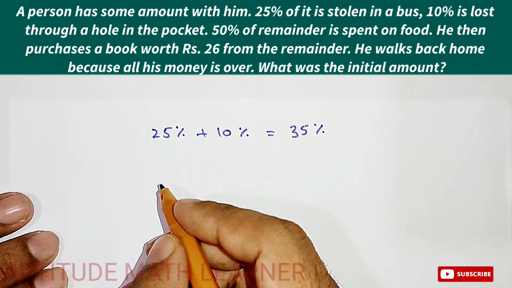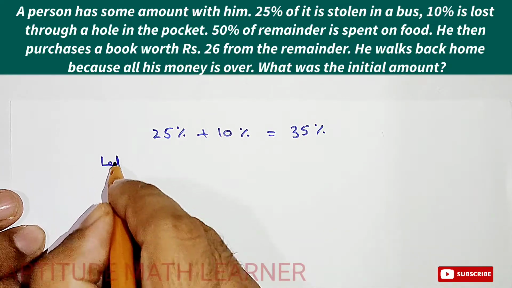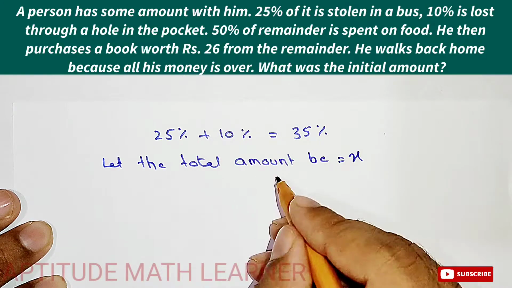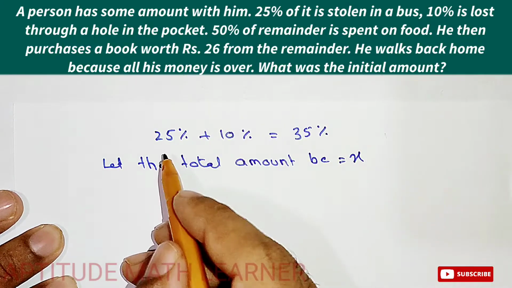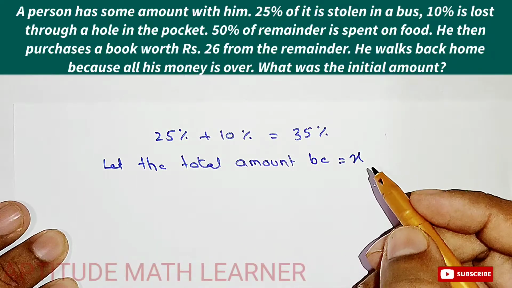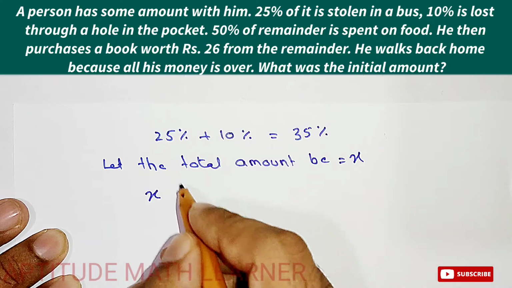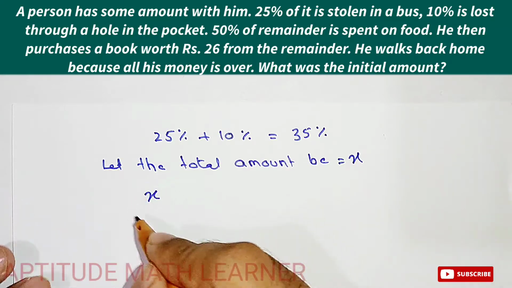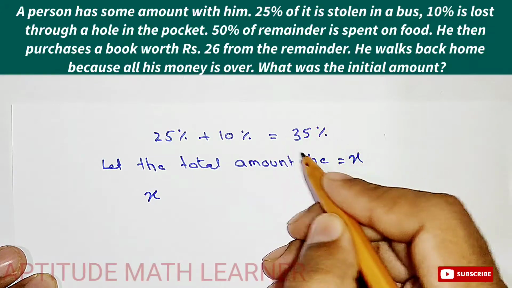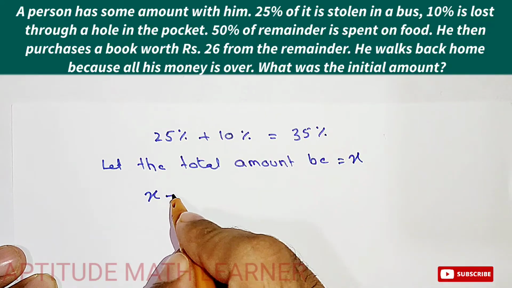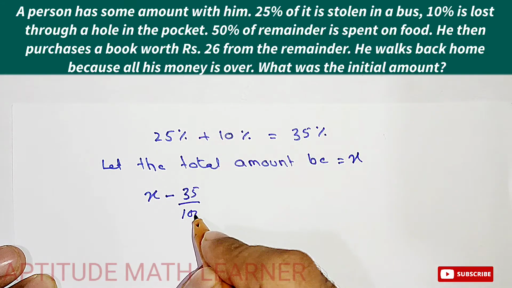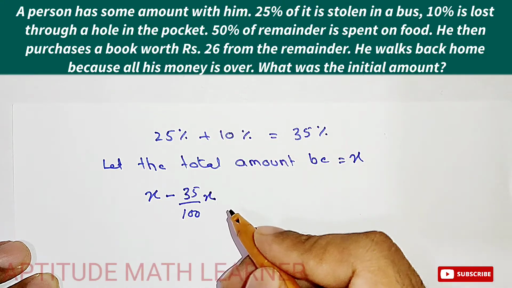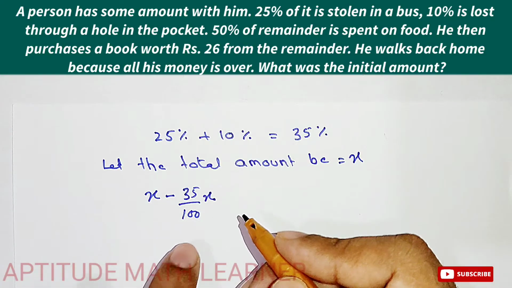So we have to find out his initial amount. Let the total amount be X. We know that 35% is lost, so from the total amount X we take out 35% of it. From the total amount, 35% is lost.